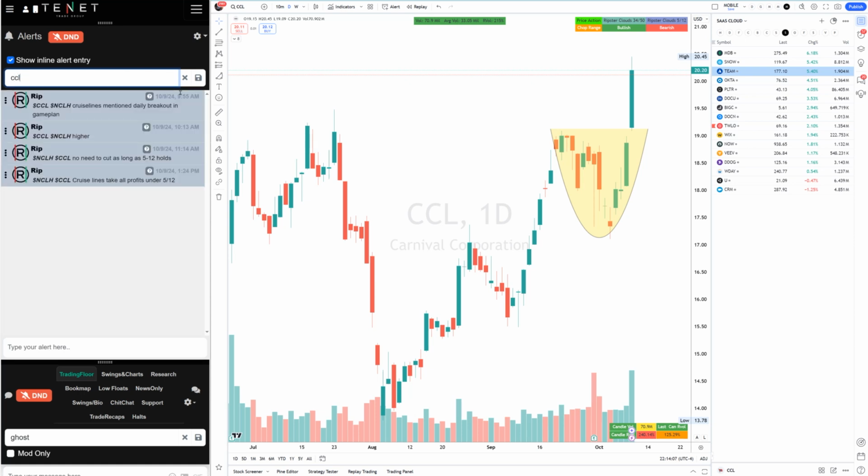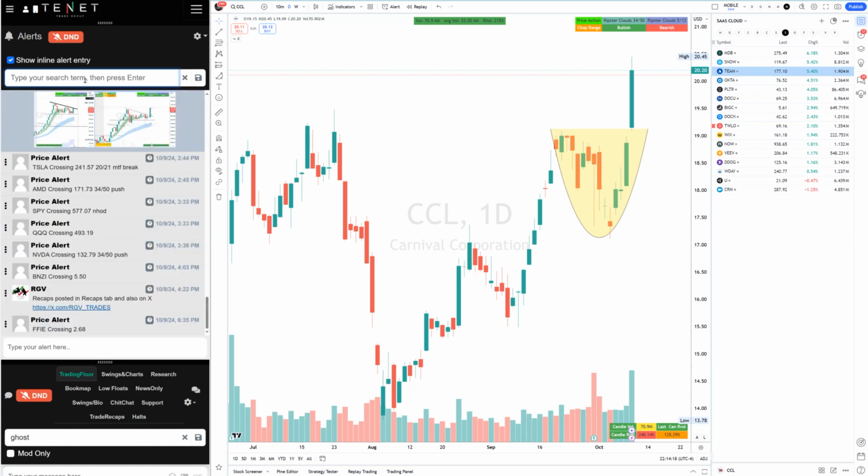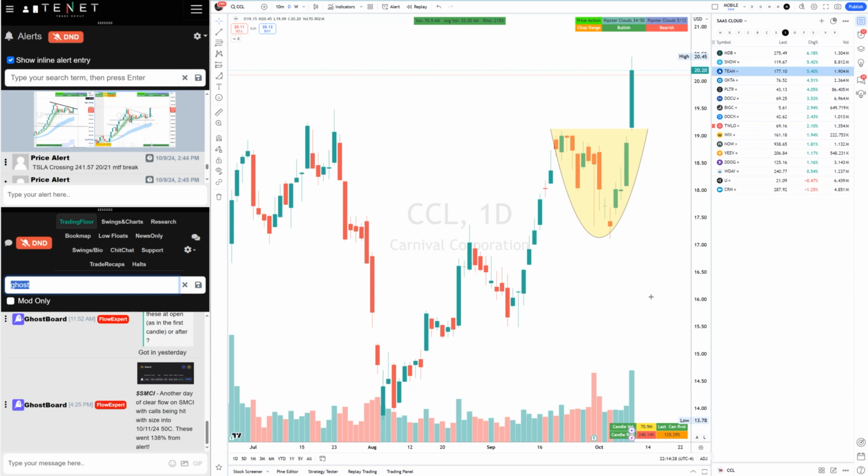CCL and NCLH, daily breakout, game plan, no need to cut. There were good trades. I wasted too much time on the China names at the open. Otherwise, I would have focused on them earlier. But regardless, it was a perfect trade as per our game plan, and you can see how it went from the game plan all day.